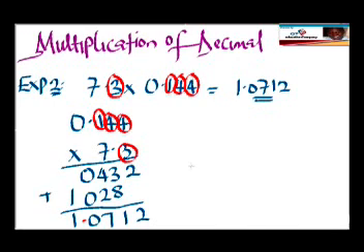So that is what you do when you are actually multiplying decimals. You multiply like your normal multiplication and count the number of digits you have after your decimal points. Then that determines where you're going to put your decimal point.